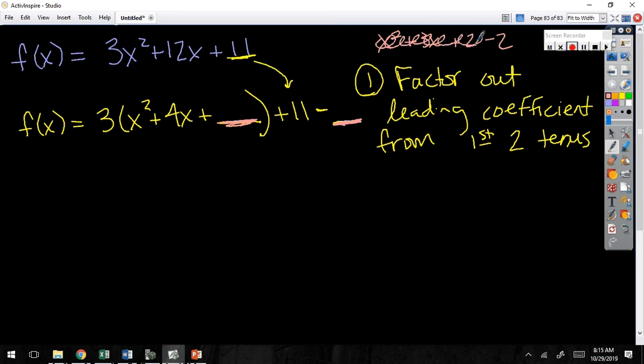So it looks like I'm going all around right now, but I promise I'm not. I only took the leading coefficient, I factored it out of the first two only. Okay? I left a space for a number, I don't know what it is yet, but I left a space. The 11 I left out of the parentheses because I only take it out of the first two. And I did a minus a number because I'm going to add and subtract at the same time. Okay? All right.